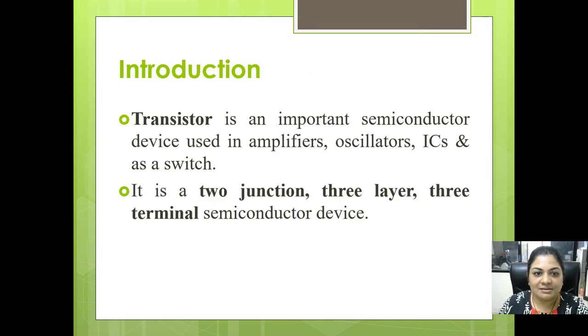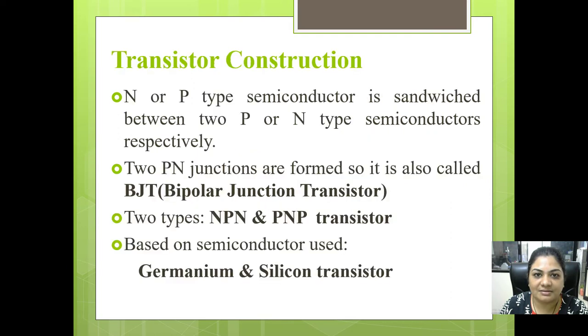So, what is a transistor? A transistor is an important semiconductor device used in amplifiers, oscillators, ICs, and as a switch. It is a 2-junction, 3-layer, 3-terminal semiconductor device.